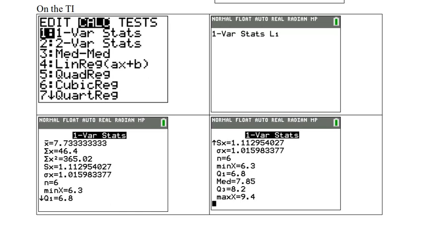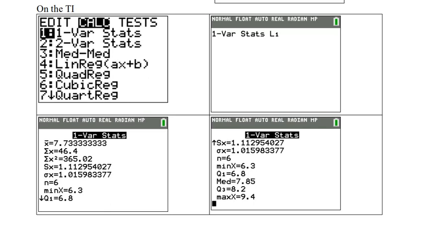X bar is the arithmetic mean, that's assuming that this is a sample. So that's 7.73 repeating. The sum of the x's, sigma x, says what would you get if you added them all up. The sum of the x's squared is the next piece of information. S sub x is the sample standard deviation, treating it as if it was a sample, so in the denominator n minus 1. Sigma sub x, treating this as the population standard deviation, so just dividing by n.